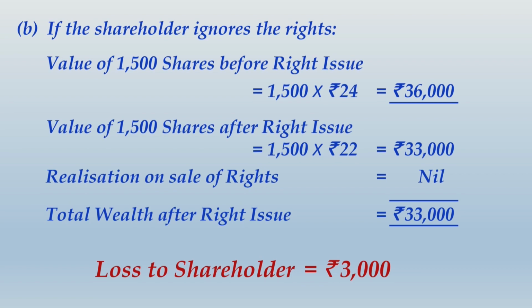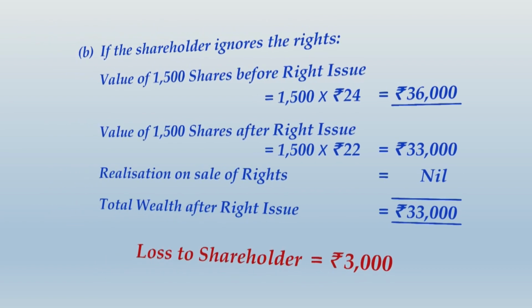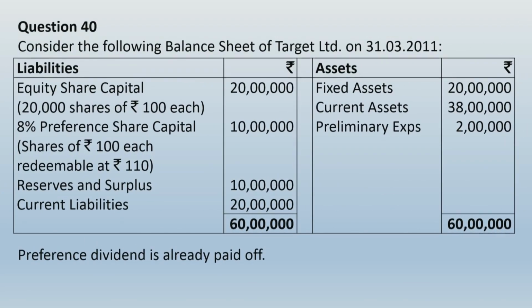Alright friends, you would have finished writing this whole thing. Let us move ahead and take up the next question, that is question number 40. Let us read this question. Consider the following balance sheet of Target Limited on 31/3/2011. Equity share capital rupees 20 lakhs, 8% preference share capital, that is shares of rupees 100 each, redeemable at rupees 110, and that has nominal value of 10 lakhs. Reserves and surplus 10 lakhs and current liabilities 20 lakhs.